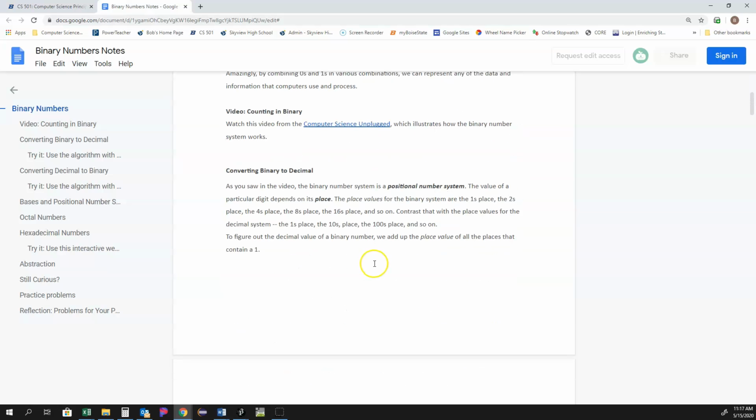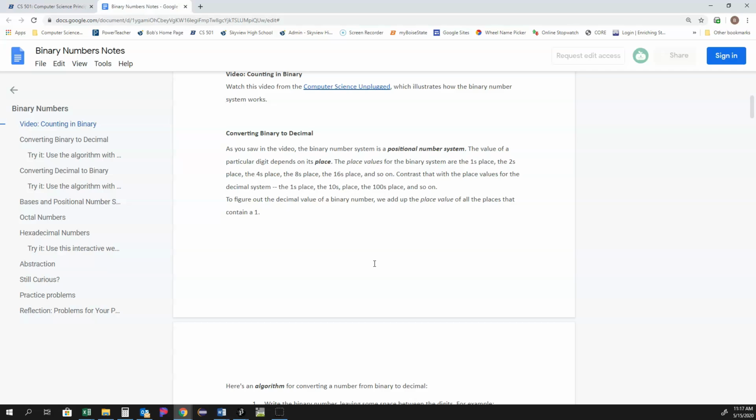So let's start talking about the binary system as a positional number system. It has a place value, and each place value that you move to the left is twice as much as the place value to the right. Whereas in base 10 systems, as we move to the left from a 1 to a 10, from a 10 to 100, each jump is a times 10. In base 2, each jump to the left is a multiplication of 2.